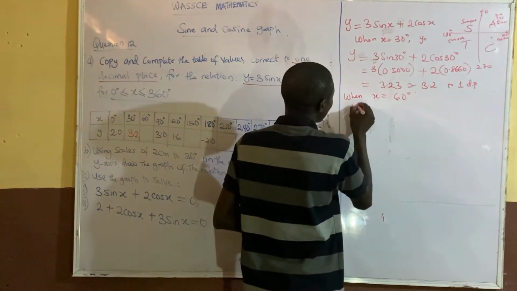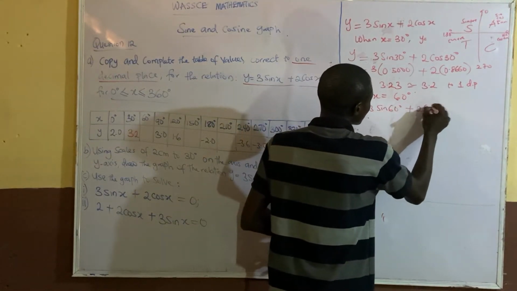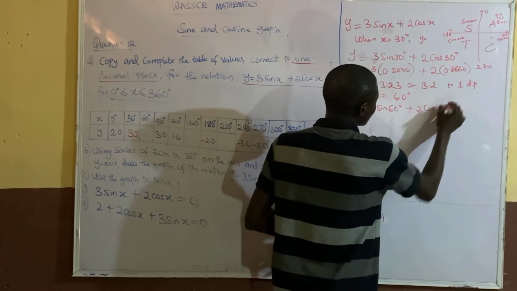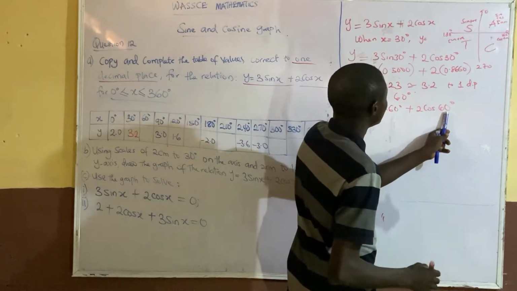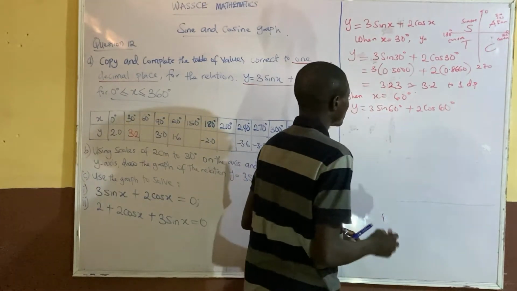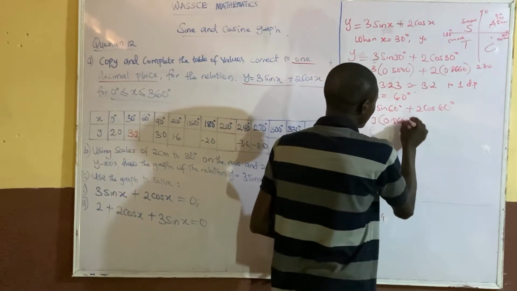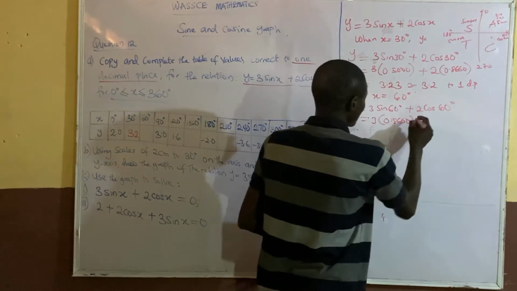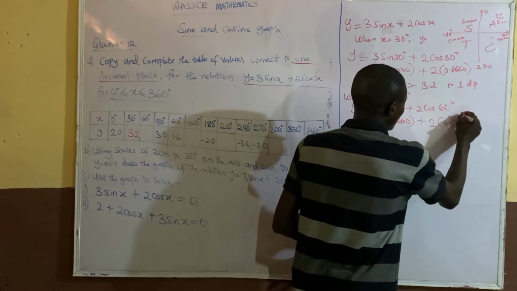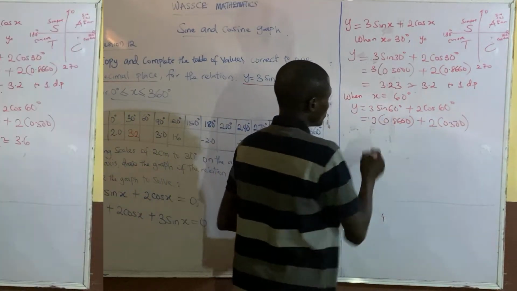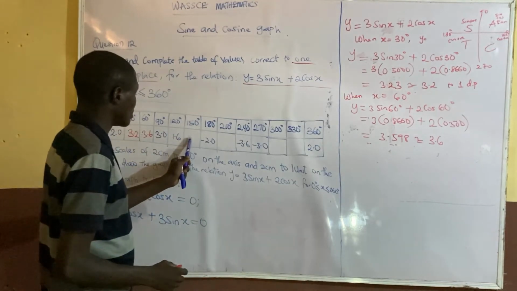We are going to have y equal to 3 sine 60 degree plus 2 cos 60 degree. Now what is 3 sine 60 degree? Sine 60 degree is 0.8660, close bracket, plus 2 into bracket cos 60 degree, which is 0.500. When you add them together, we move on to when x is 150 degree. What will be your y?